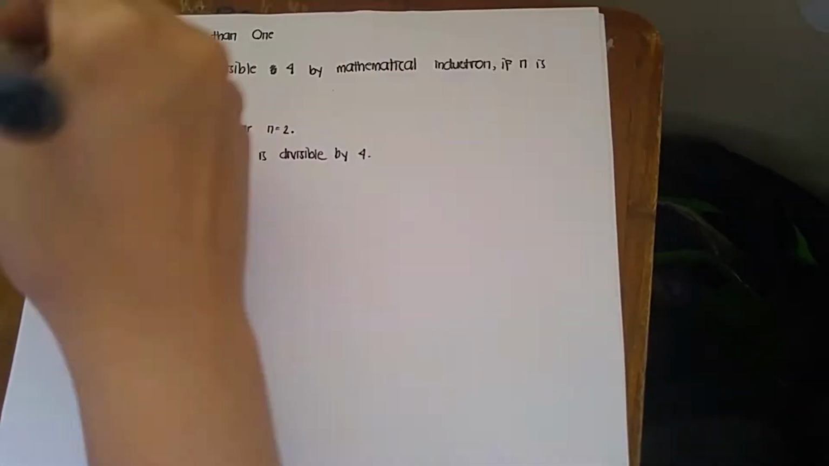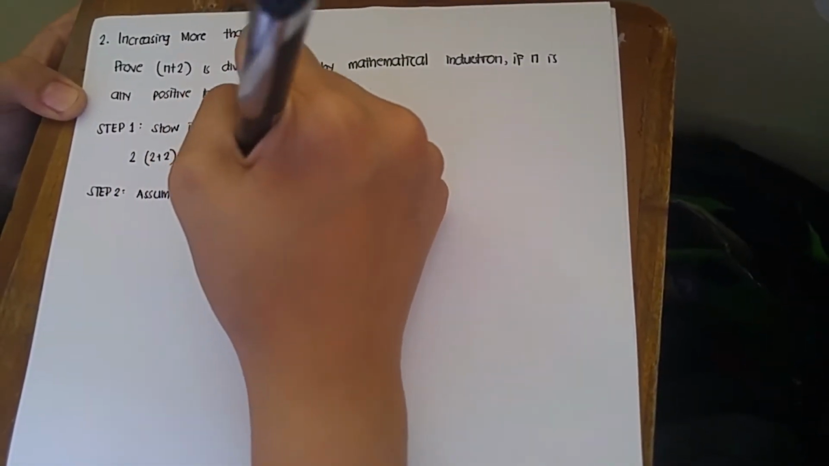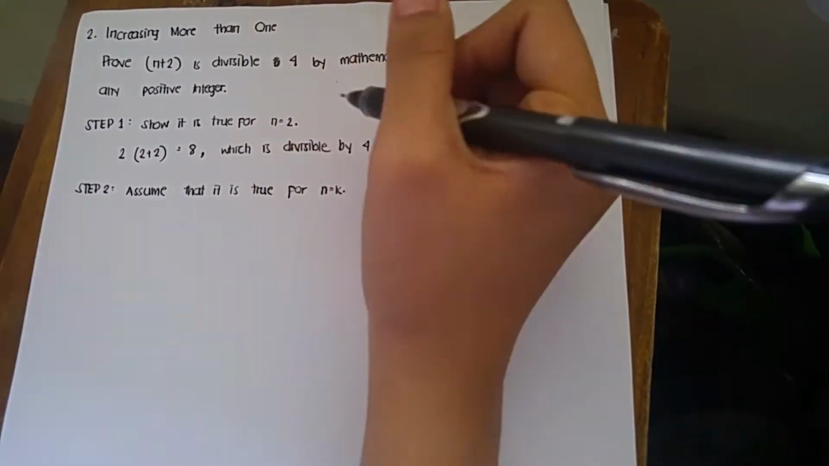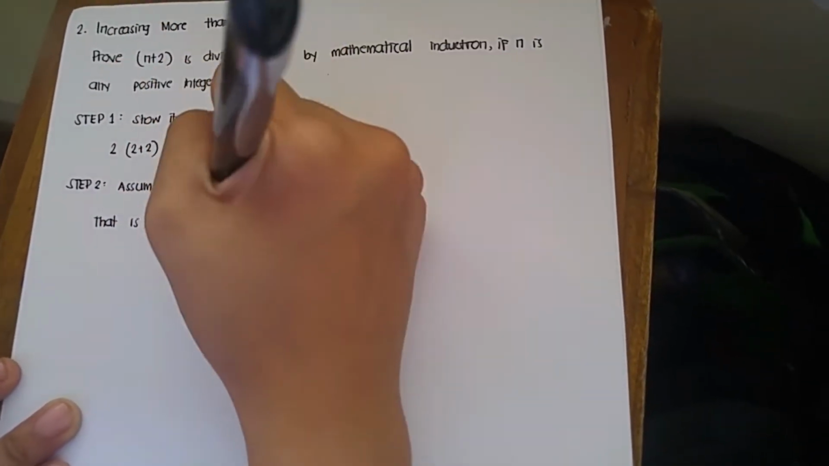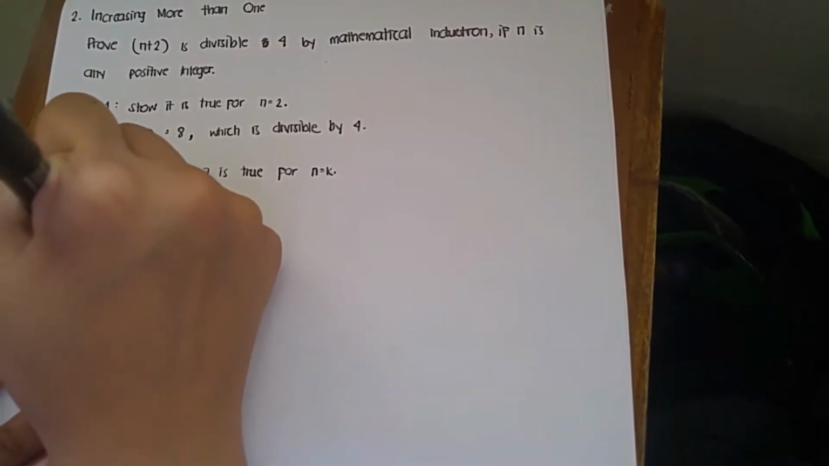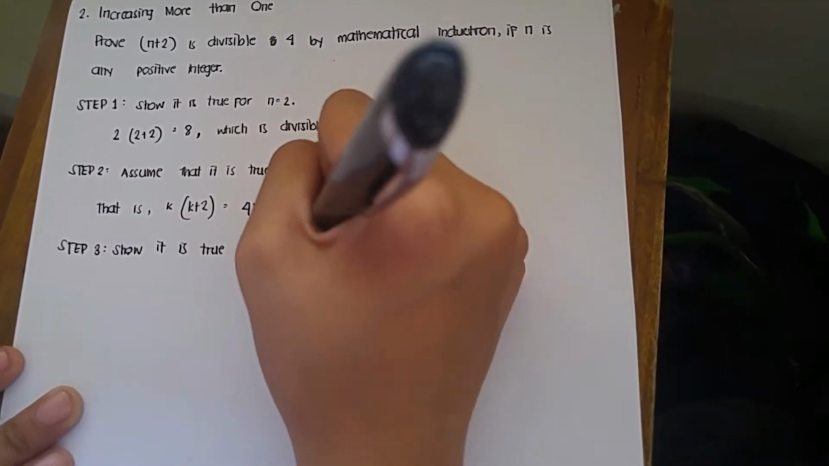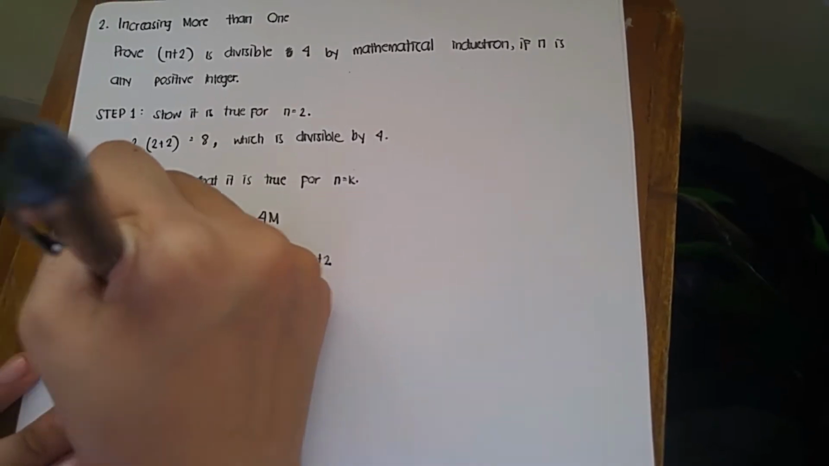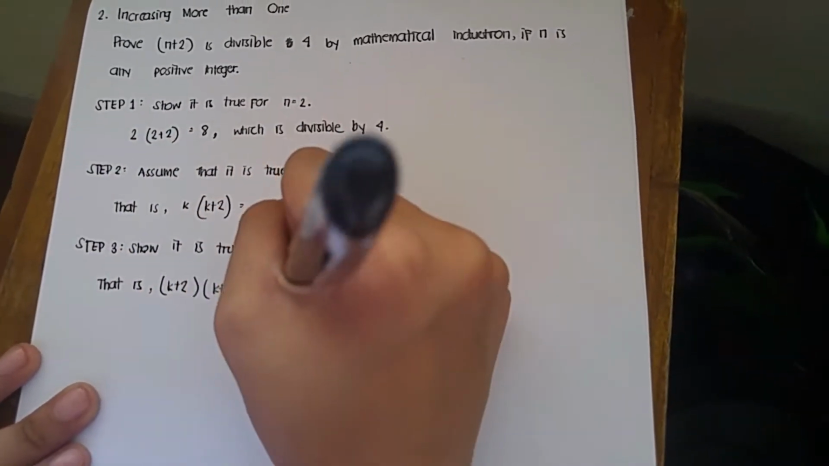Step 2. Assume that it is true for n = k. That is, k times k + 2 is equal to 4m. Step 3. Show it is true for n = k + 2, because even numbers increase by 2. That is, k + 2 times k + 4 is divisible by 4.